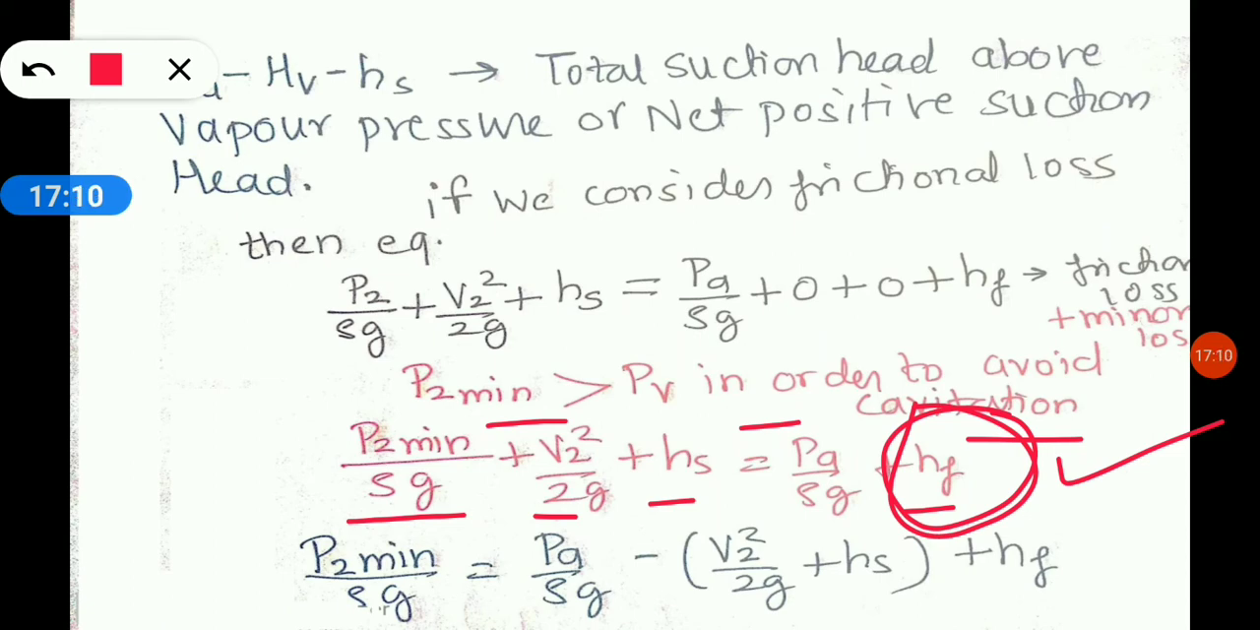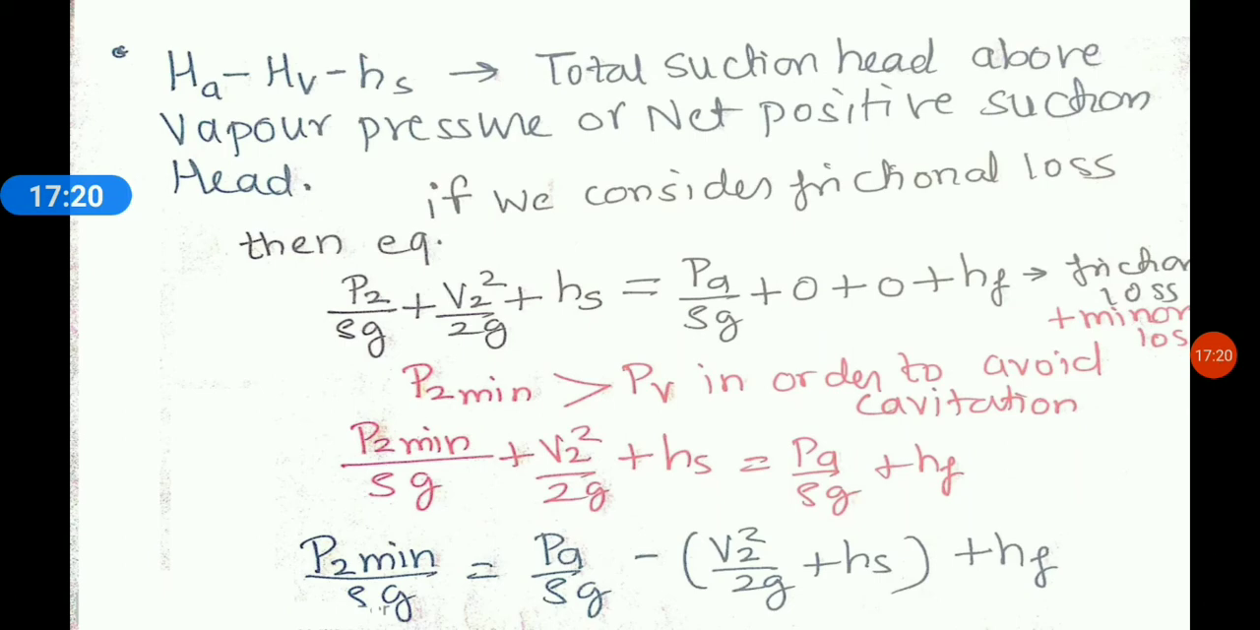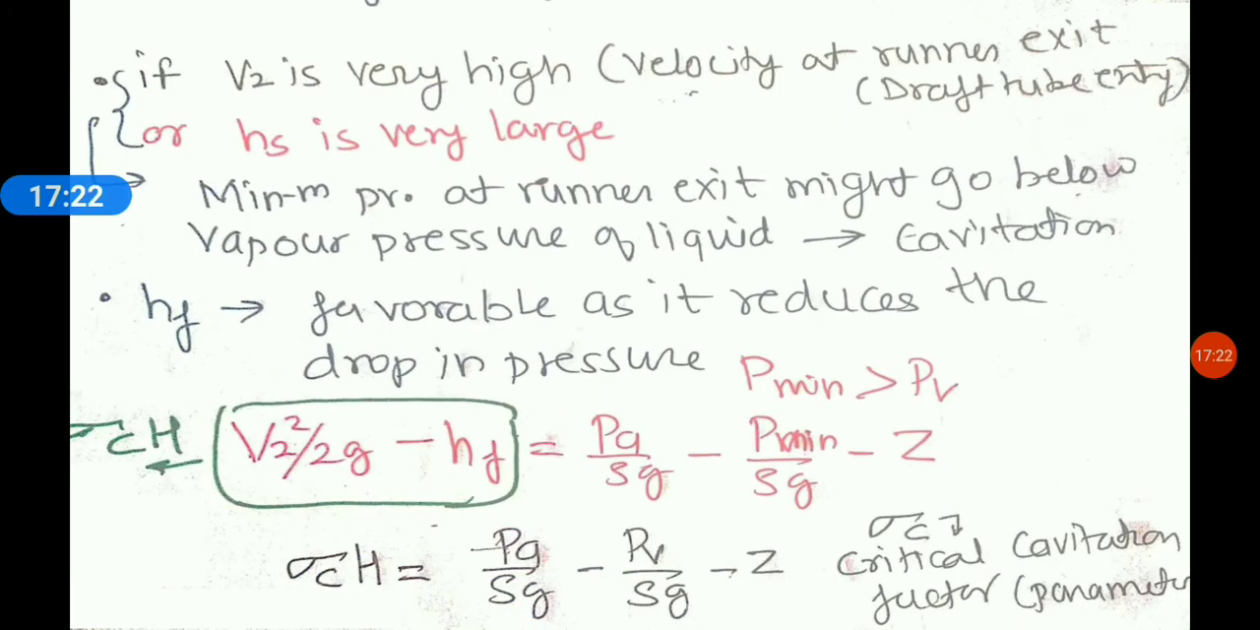Fine. So now if you simplify it, P2 minimum by rho g is equal to Pa by rho g minus V2 square by 2g plus hs plus hf. Fine. Now a very important thing, just see now, if V2 is very high, if the velocity is very high, then cavitation will take place.